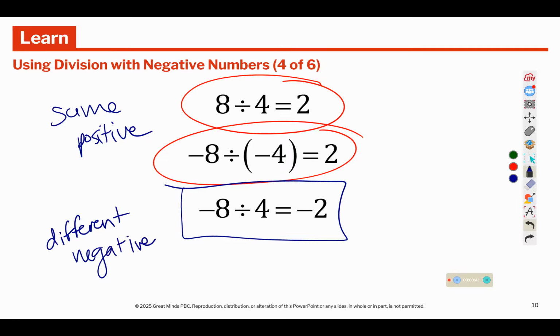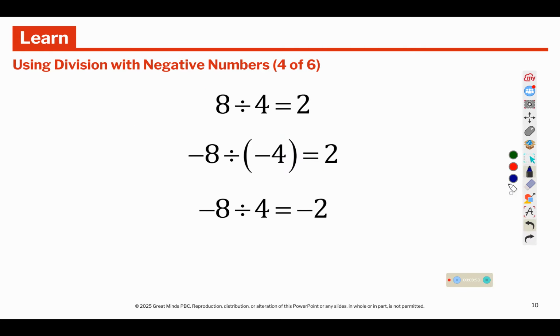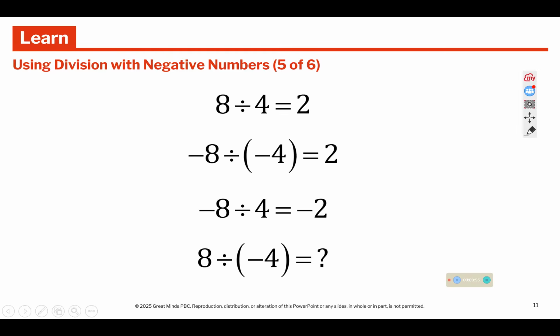Now that rule works for multiplication and division, but keep in mind it does not work for addition and subtraction. When you're adding and subtracting, you have to think about the direction of those arrows and which one is longer. So what do you think in this case? If I have a positive and a negative, should it be positive 2 or negative 2? My signs are different, so my result should say negative 2.